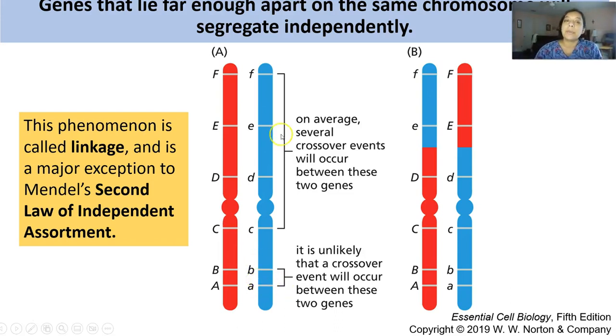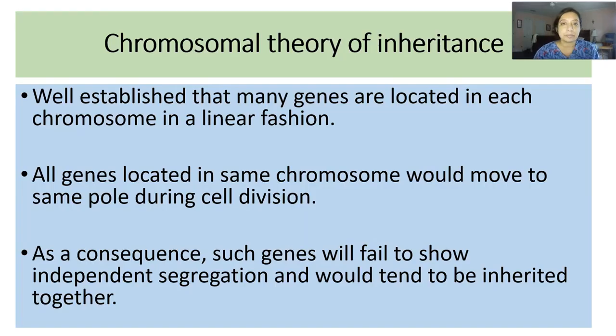Here is an example: if you're looking at genes F and C, they're far apart, and there's a high likelihood of a crossover happening between those places, which leads to the normal Mendelian ratios. However, when genes are very close to each other, they become more linked, and it's much less likely that a crossover happens between them.